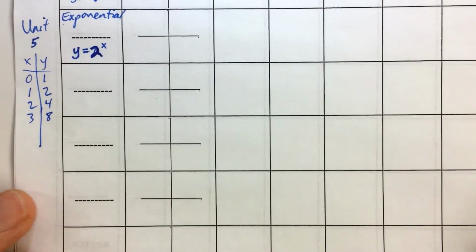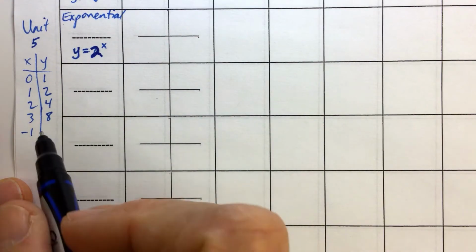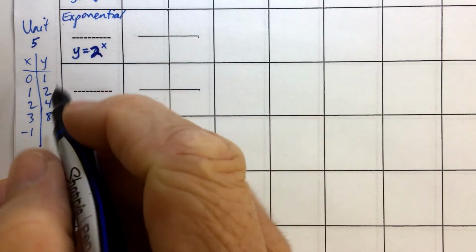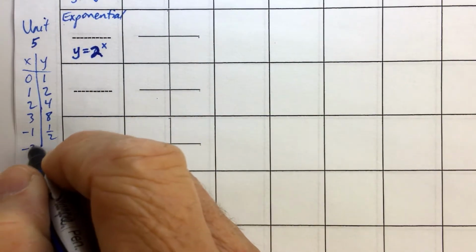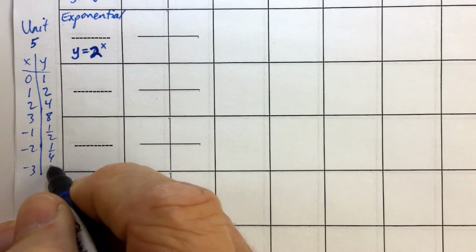But let's take it a step further. Let's go to the left. Let's think, well, what would y be equal to if x were equal to negative 1? Well, 2 to the negative 1, we know that to be 1/2. 2 to the negative 2 is 1/4, 1 over 2 squared. 2 to the negative 3 is 1/8.